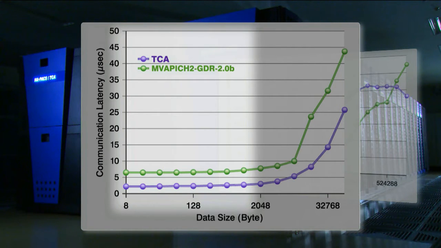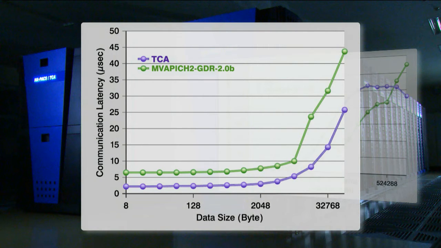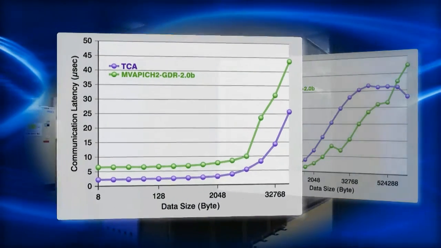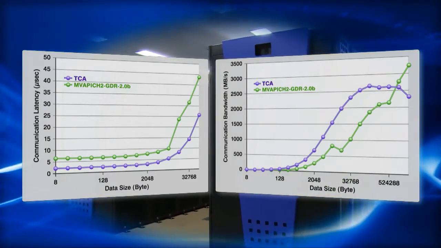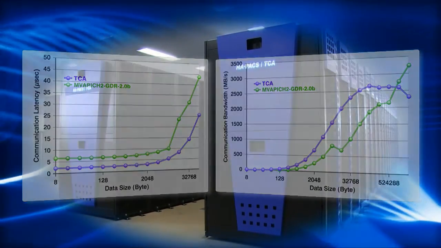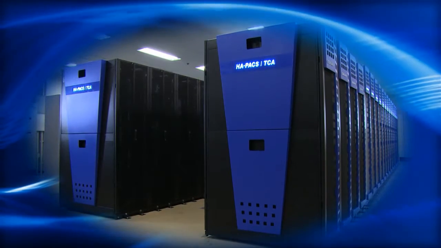When we solve a fixed-size problem on a large-scale GPU cluster, communication on small data sizes largely affects the total performance of the system. TCA is a novel technology to enhance the sustained performance of GPU clusters by direct communication among GPUs.